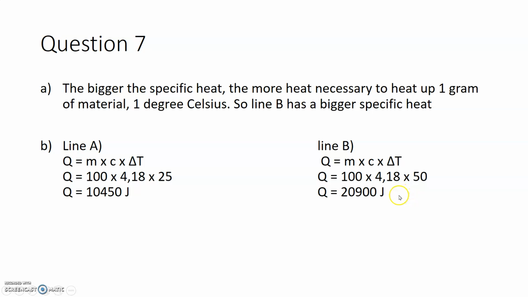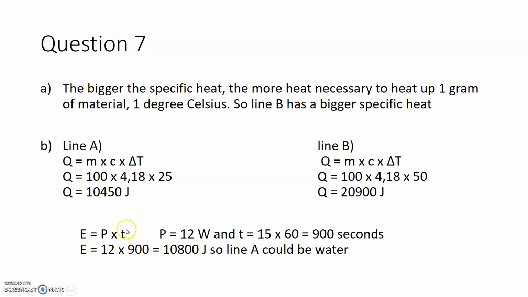Are you there yet? No, you need to know how much heat is supplied, and that's calculated with this formula. It's also discussed in paragraph 4.1. The amount of energy is the power times the time. The power of the heating element is 12 watts, also known as 12 joules per second. The time, 15 minutes, is 900 seconds. So 15 times 60 is 900 seconds. The amount of heat supplied is 10,800 joules. So line A could be water because that's pretty close.